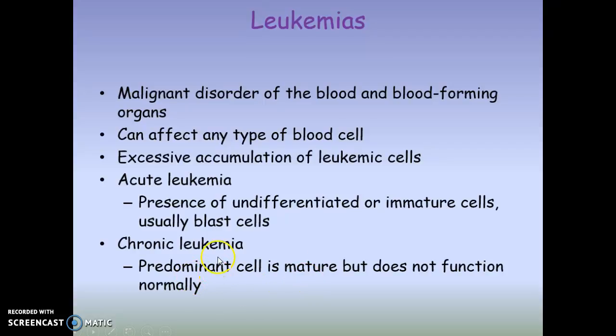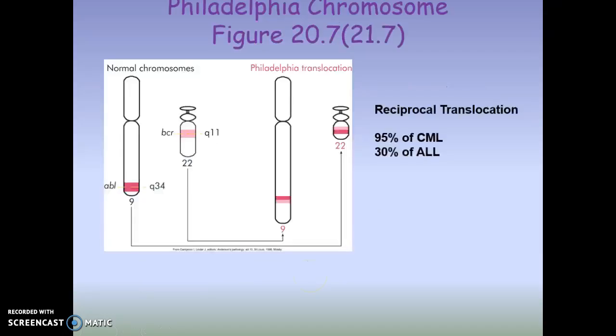The outcomes are different based on which type of leukemia you have. Different treatments are going to be available based on what type of leukemia you have. You don't need to know that, but you do want to know that acute leukemia is undifferentiated or immature cells. Chronic leukemia is mature. And you can connect chronic and mature: chronic is long-term, mature is older. I see the connection between those two. Hopefully you can as well.